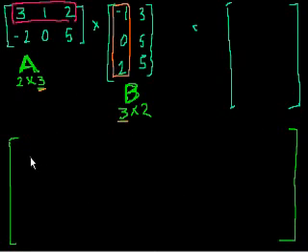So to get this row 1, column 1 element, what do I do? I multiply this vector times this vector. I take the dot product, right? So it's 3 times negative 1. I'm just going to write it all out. 3 times minus 1 plus 1 times 0 plus 2 times 2. There, we got the first term.